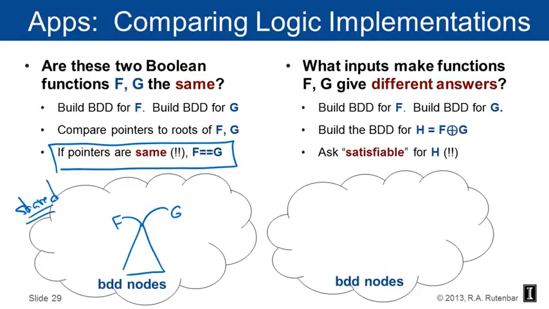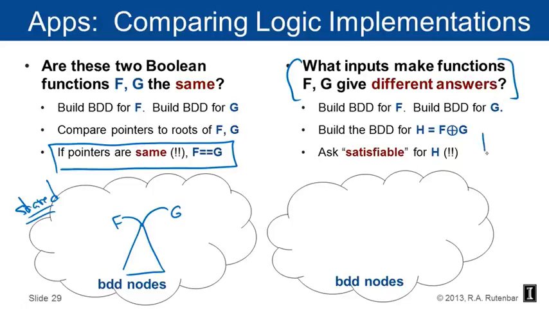So, are two Boolean functions the same? You build f, you build g. If the pointers are the same, they are. But what if they are not the same? Well, then we've got another interesting thing we could do. After we get over our unhappiness that perhaps f and g are not the same, the question we might want to ask is, can you find me an input that makes them different?